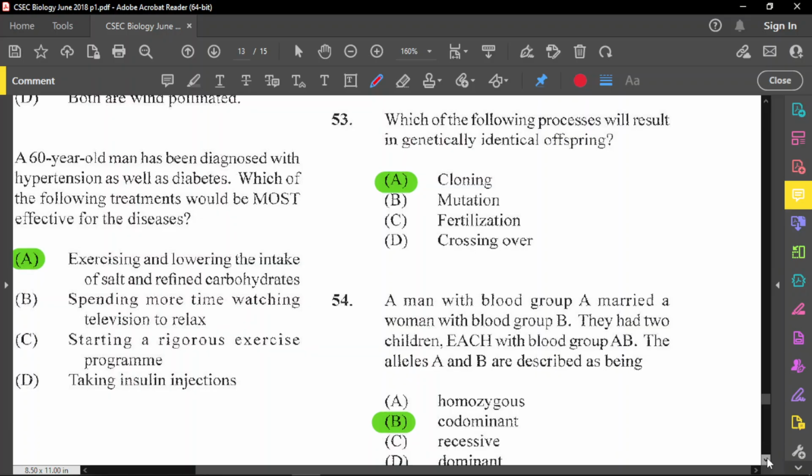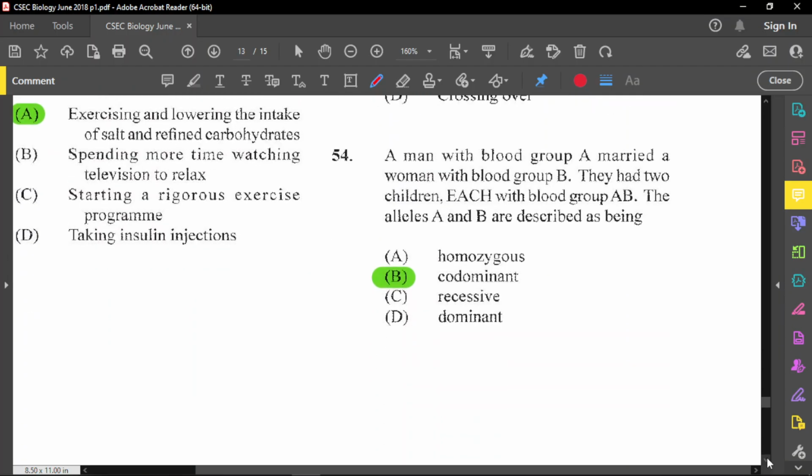Now for 54, a man with blood group A married a woman with blood group B. They had 2 children, each with blood group AB. It said the alleles A and B are described as what? And this is what they call codominant, because they exist together and they show the phenotypes of both.